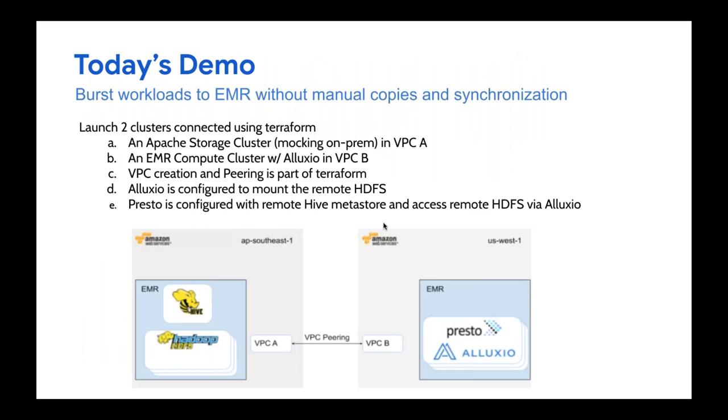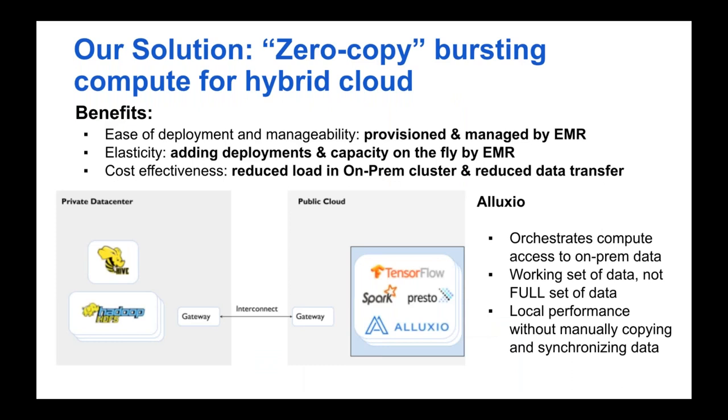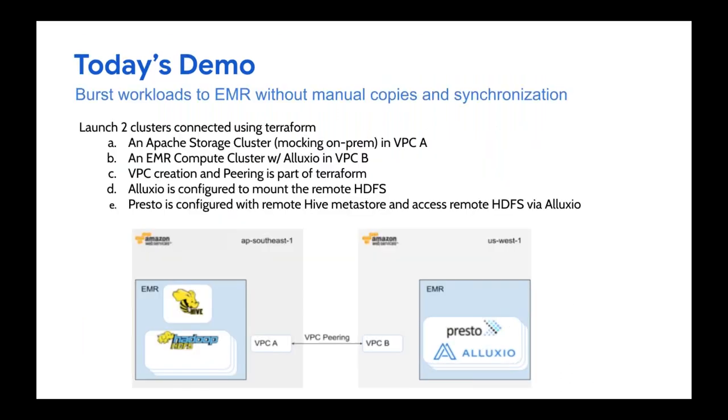And so this brings us to today's demo. As you saw before, we have this zero copy bursting solution with a Hadoop distributed file system and a public cloud hosting the compute framework together with Alluxio. So we want to give a demo looking at this scenario in AWS EMR. Basically we will have two clusters, one of which is the Apache Hadoop storage cluster, which we're using to mock the on-premise HDFS data center, because we don't have an on-premise one. So that's why we create this mock.